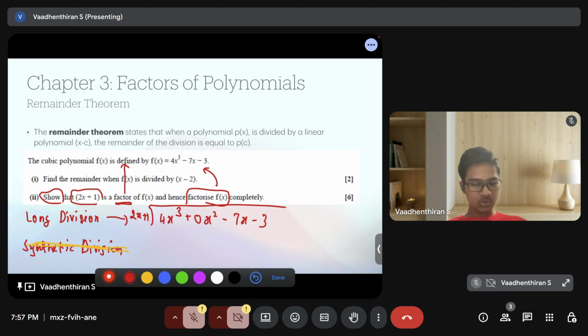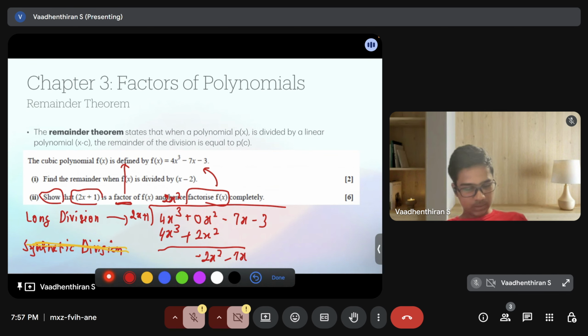So how do you do it? You can multiply by 2 first, 2x squared, because x squared times x will be x cubed, and 2 times 2 would be 4. You can cancel this out, and this would be 2x squared. So this is a negative 2x squared, negative 7x, and then you again do the same thing. Again, if it's negative 2, it should be negative x. So negative 2x squared, then minus x, and you get the answer here.